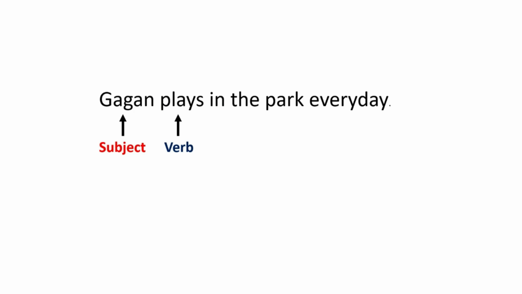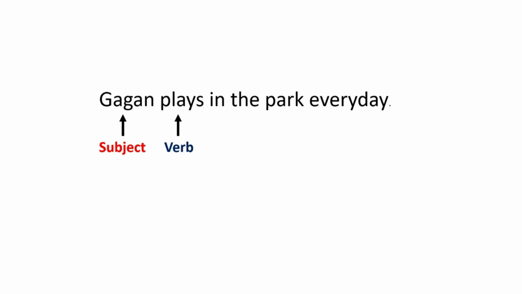And to identify the verb, you need to ask the question what the subject is performing. And here what is the subject? Gagan. So what is he doing? He is playing. Gagan plays. So plays is the verb. This way we can identify the subject and verb by asking questions. Yes, I hope you understood now how to identify the subject and verb in a sentence.